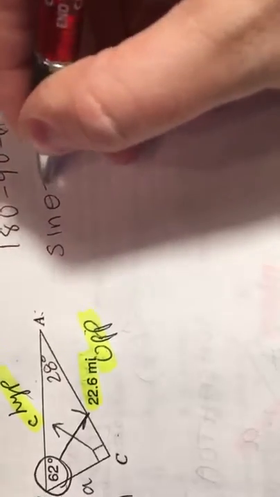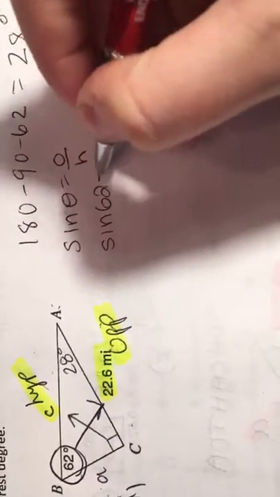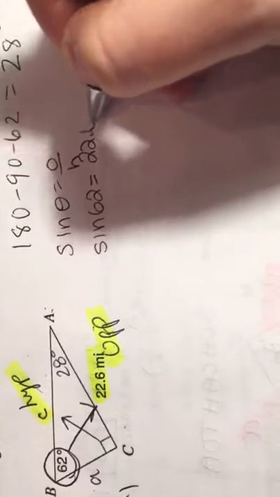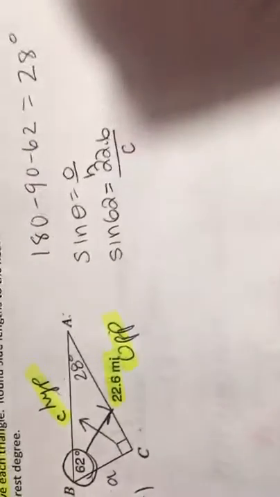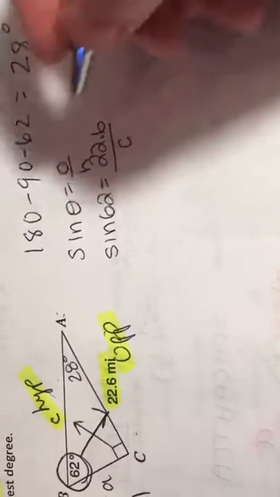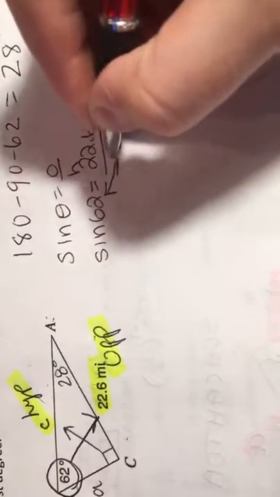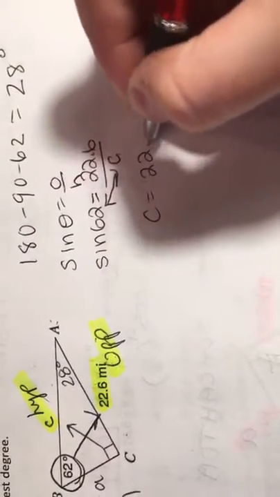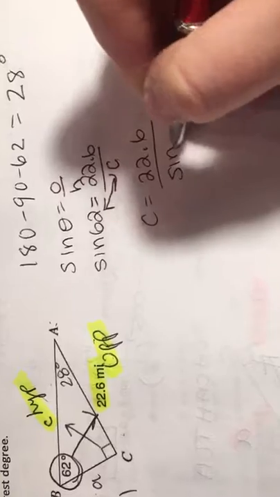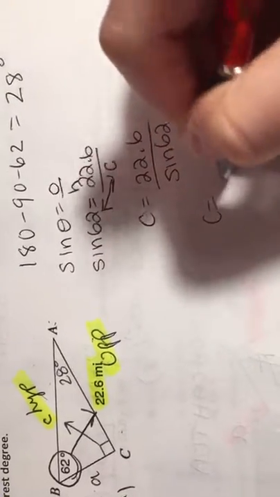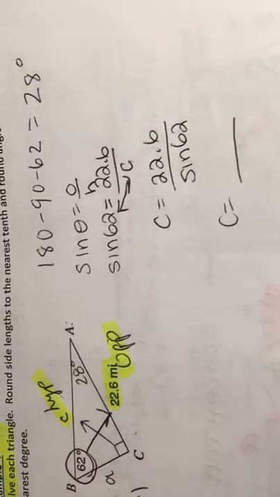So O and H means I'm gonna use sine. Always write your formula out first. Okay, I know my angle. Opposite is 22.6 and hypotenuse is C. And remember, if you have the missing side length on the bottom, you just simply switch places. Okay, and then you're gonna get a value for C.